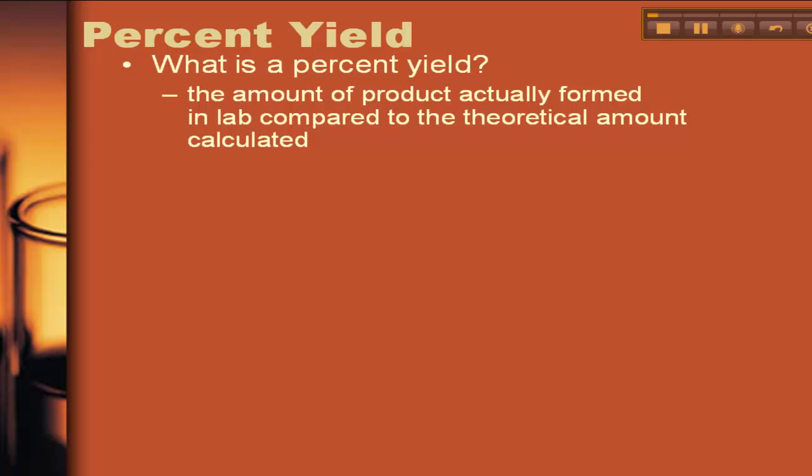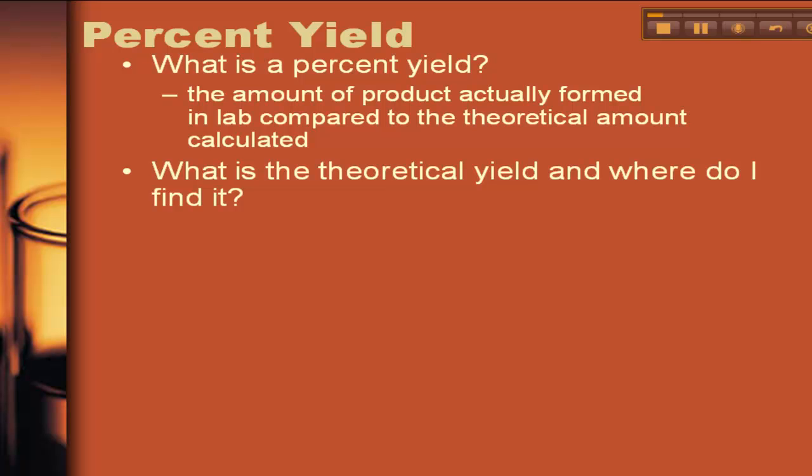It's the amount of product that is actually formed in lab compared to the theoretical amount calculated. So basically it's a calculation of the efficiency of the lab. Percent yield is going to tell you how well you conducted your lab experiment.